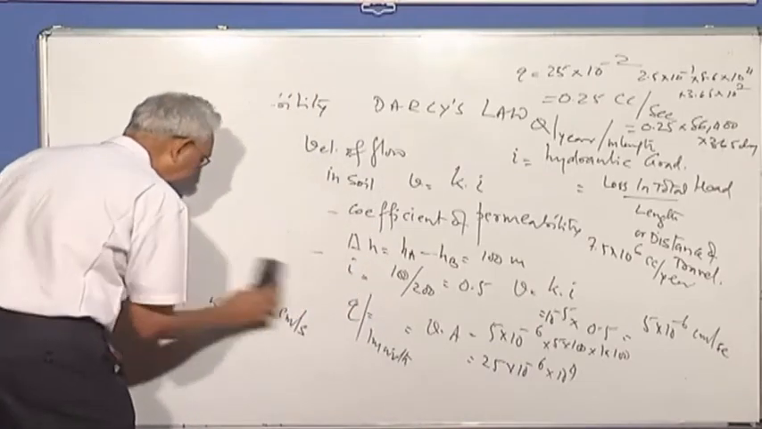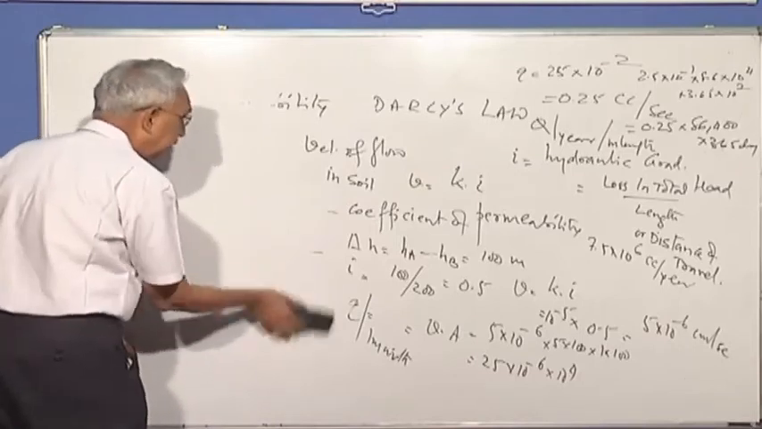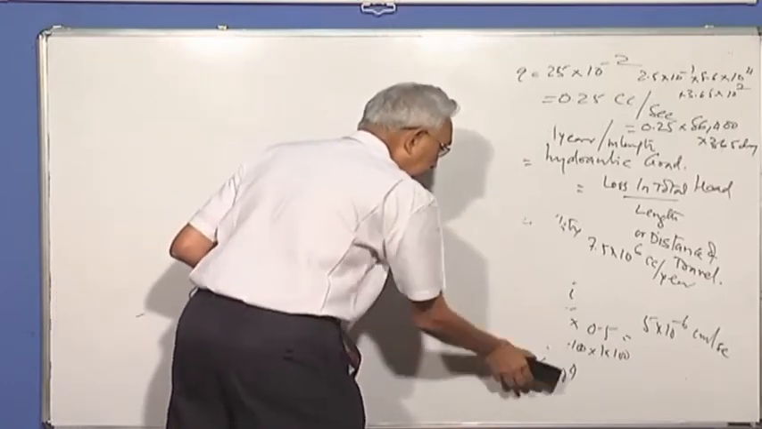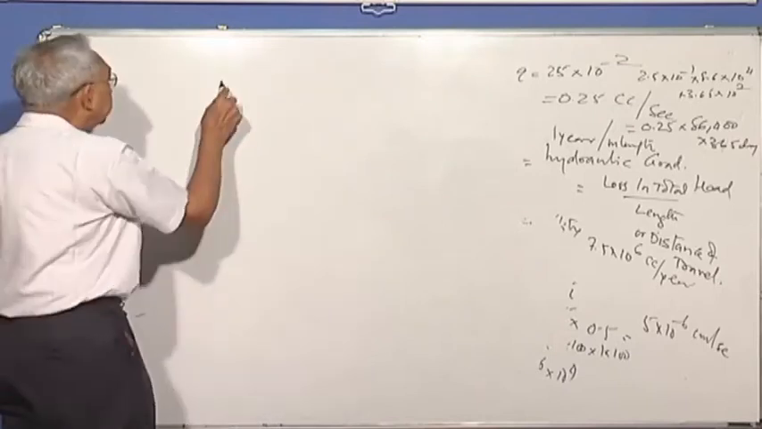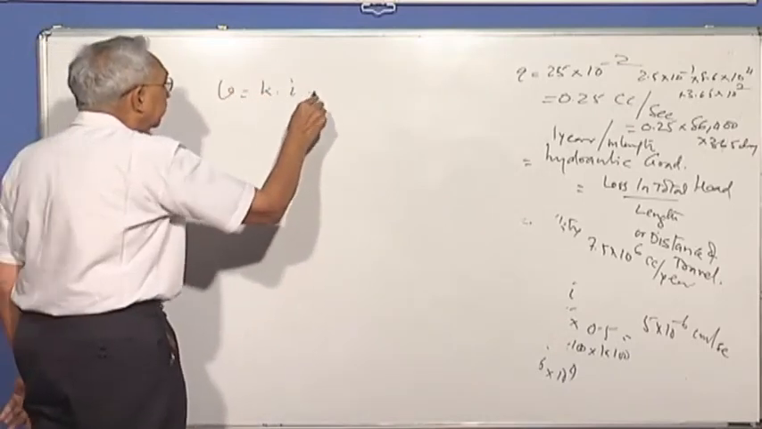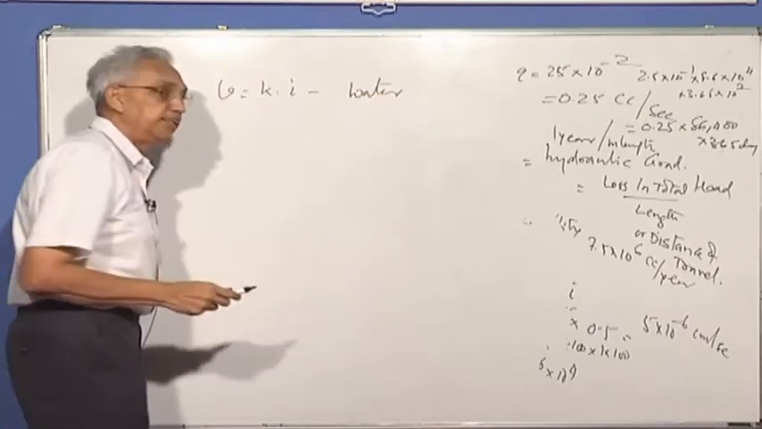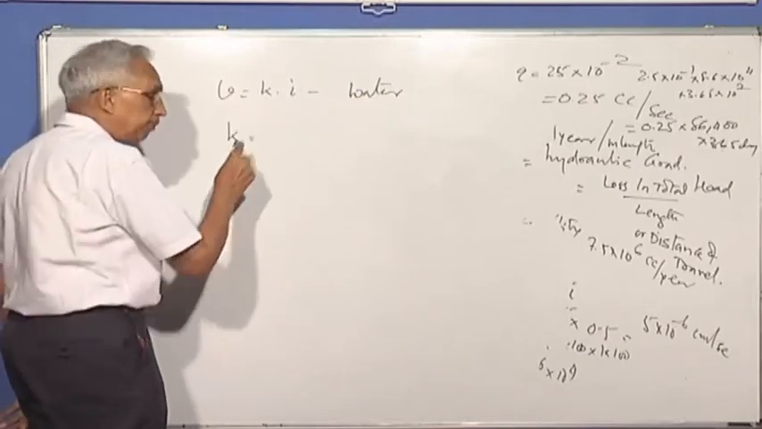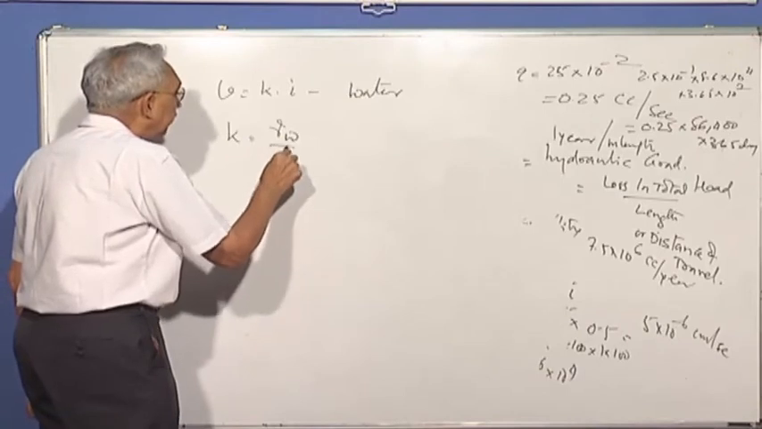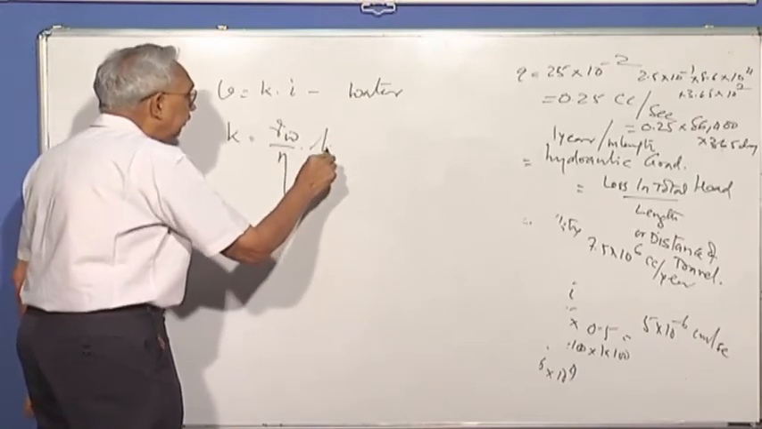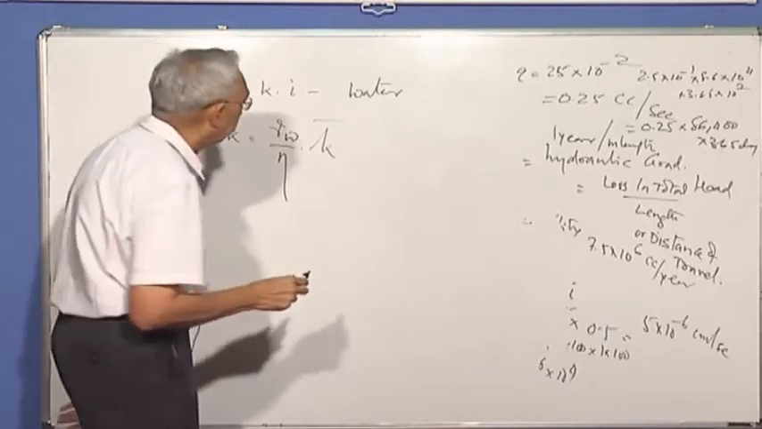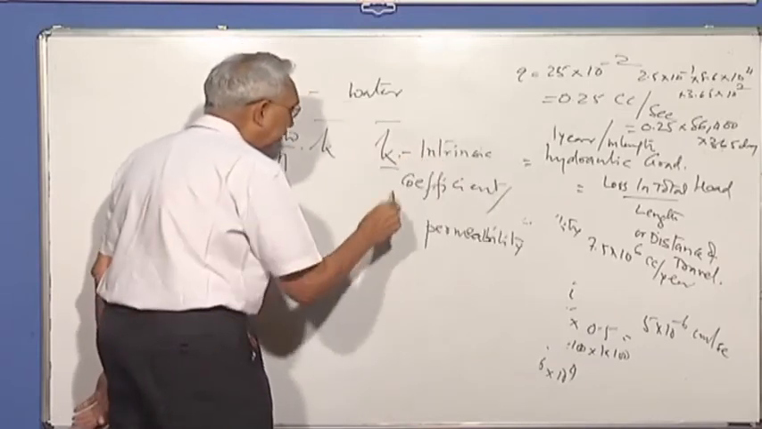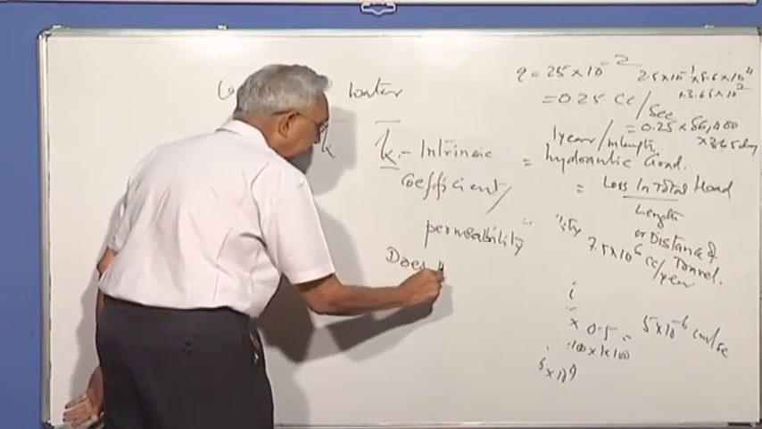Here, I would like to mention one more parameter. When you define this permeability, does it depend on the fluid or same fluid at all temperatures? We said V is equal to K into I. This is for normally we are looking at water. If I change the fluid, will the permeability be the same? We find that K depends on the unit weight of the fluid, the coefficient of viscosity, into some intrinsic coefficient called intrinsic permeability. So please remember, this parameter does not depend on the fluid.